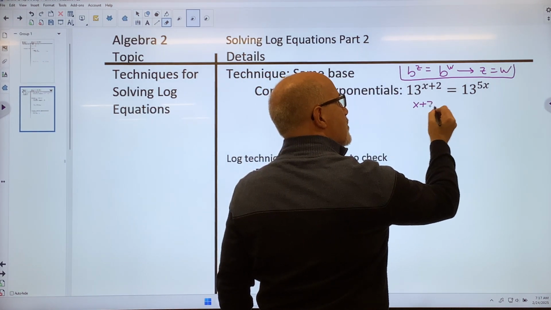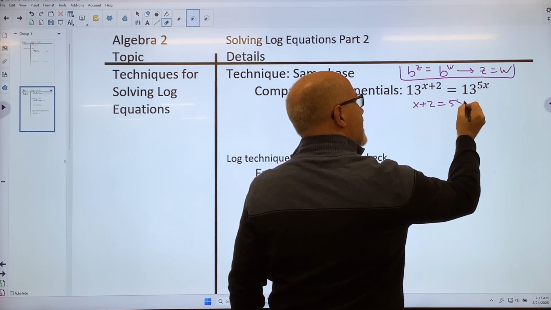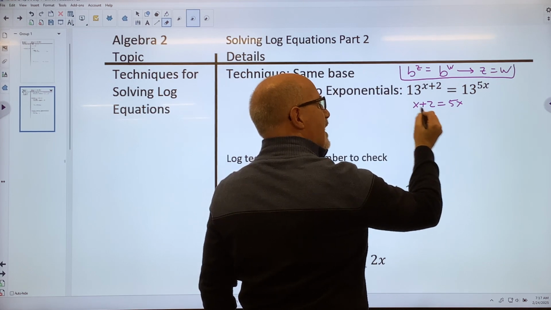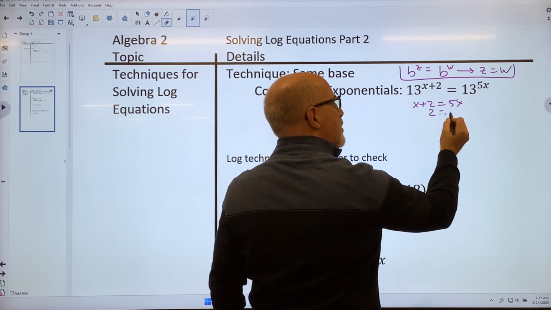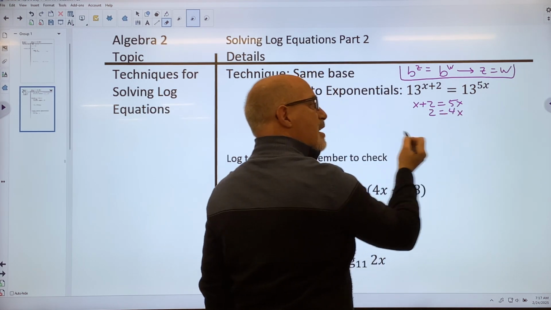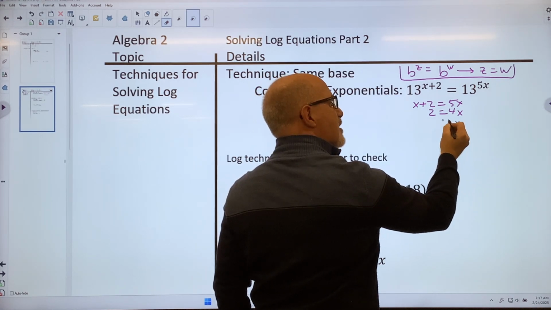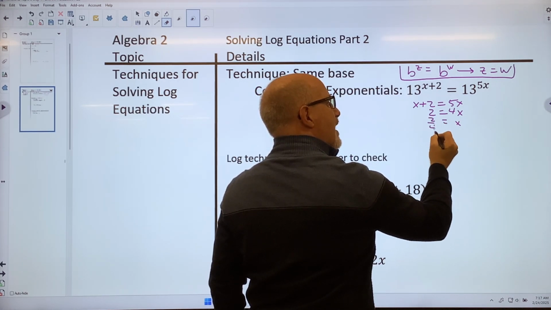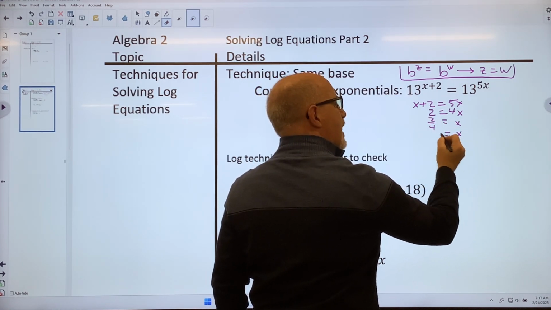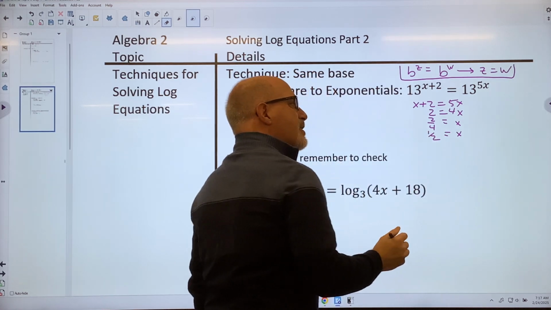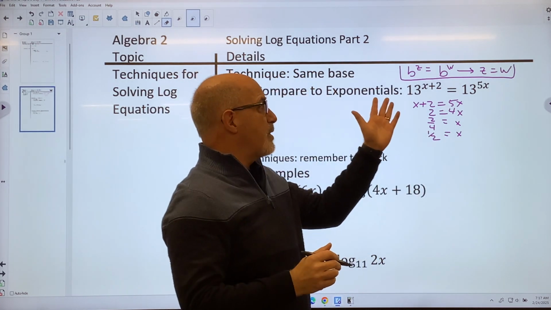We're going to go ahead with the same base on both sides, set the exponents equal. x plus 2 is equal to 5x. And then we're going to subtract x from both sides, get 2 equal to 4x. Divide by 4 on both sides, you get x equal to 2/4. And then reduce, you get x equal to 1/2. So that was the technique we used with exponentials.